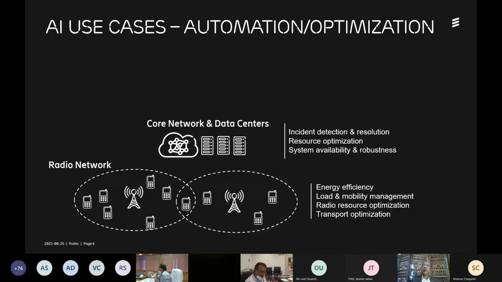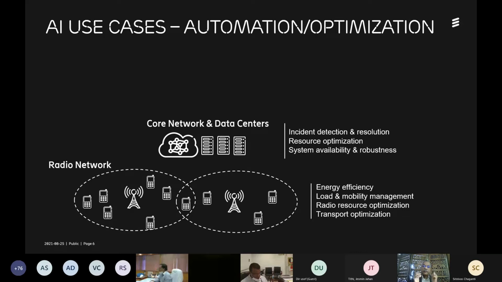Second is core network and data centers. Here I refer to the journey that our industry has been through, virtualization and containerization, moving from appliances and bespoke nodes that implemented communication services and packet core functions to more distributed architectures, with cloud native designs running on a completely virtual infrastructure.